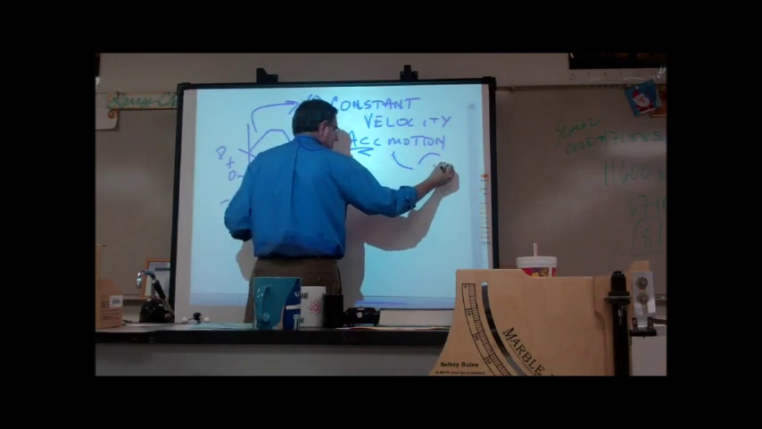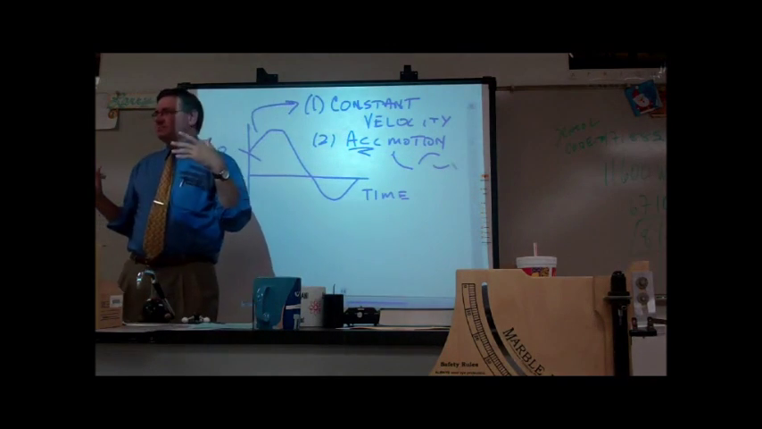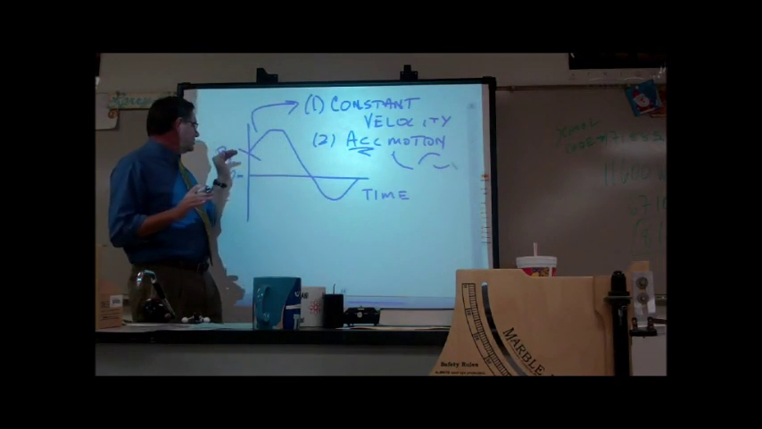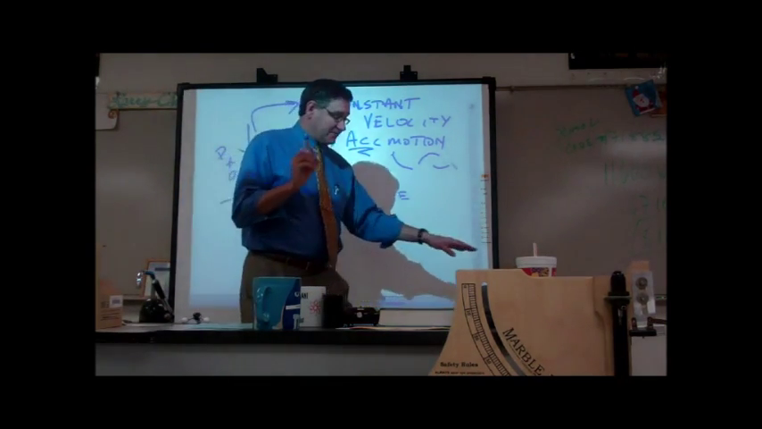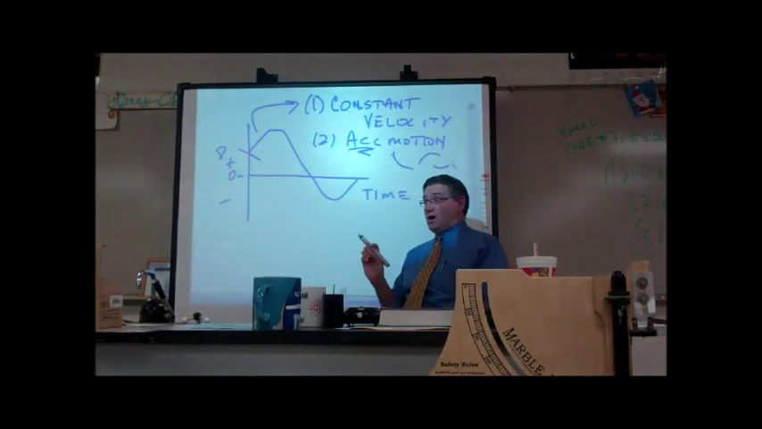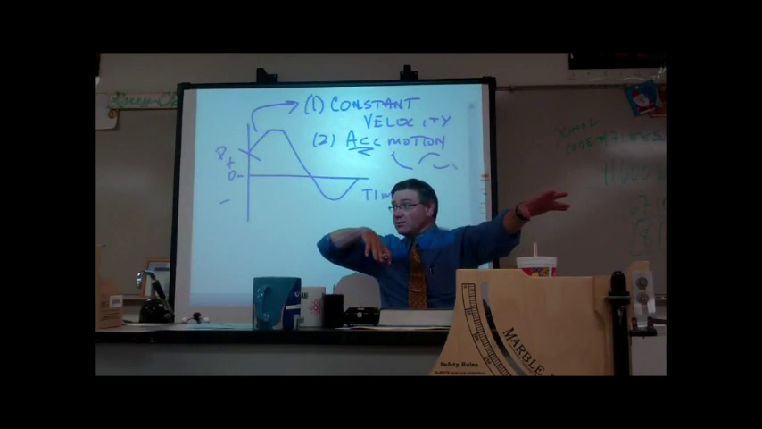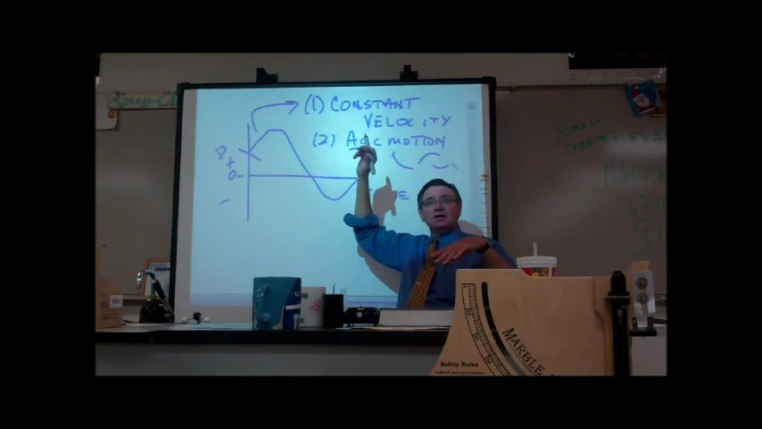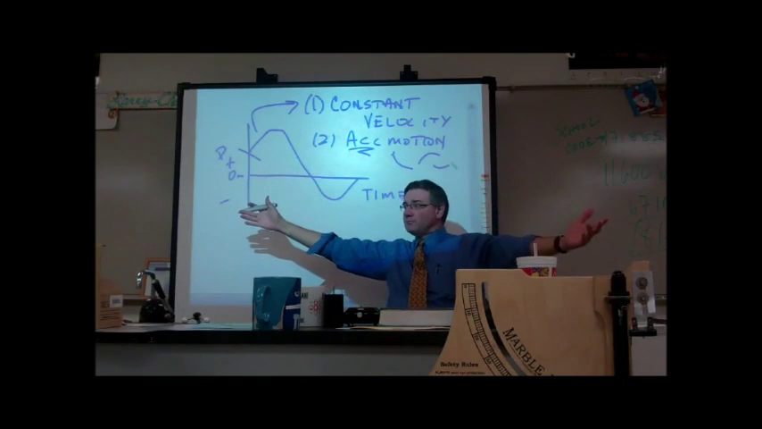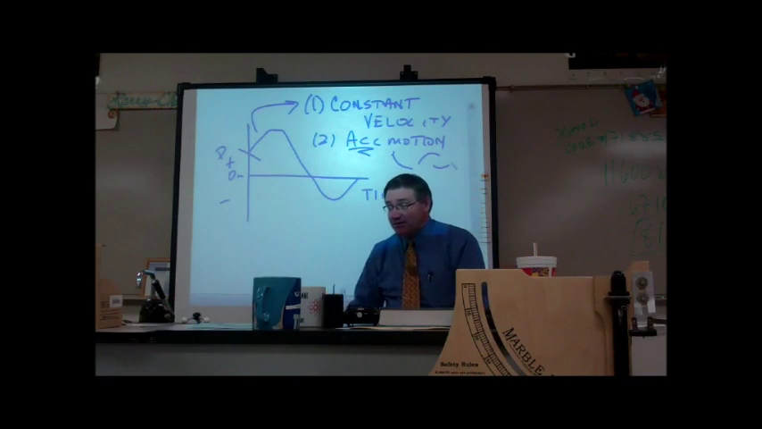So if it's accelerated motion, that means there's some type of curve to it. Okay? There's any number of ways that that curve can be expressed. So basically, when you look at a line on a position time graph, you only have one of two options. It's either curving, indicating that you're accelerating, or it's straight, indicating that you're moving at a constant velocity.